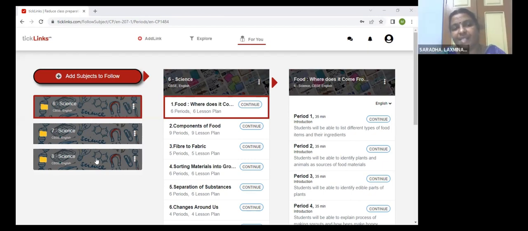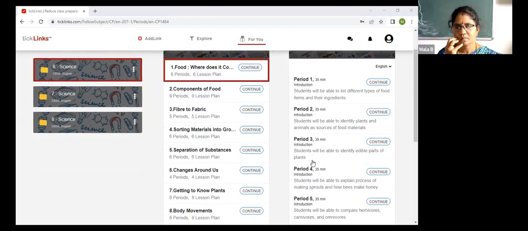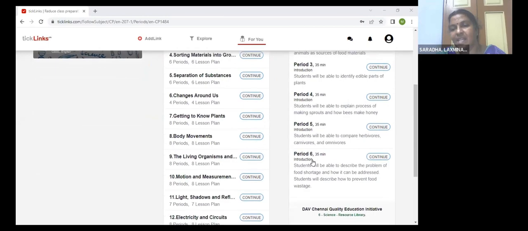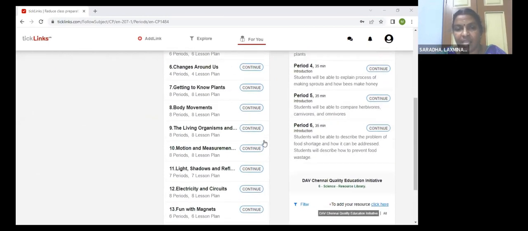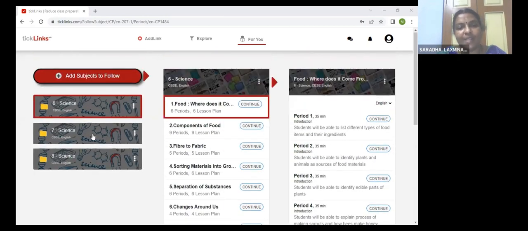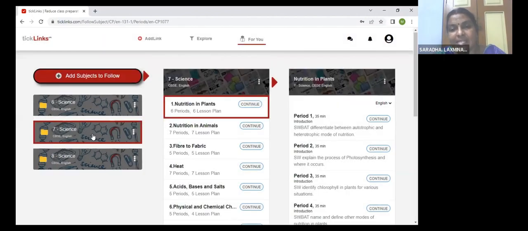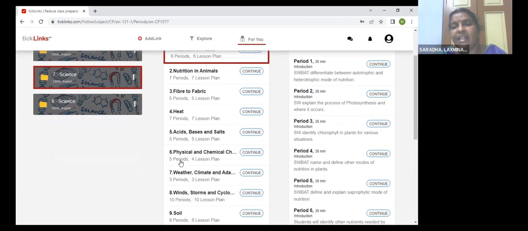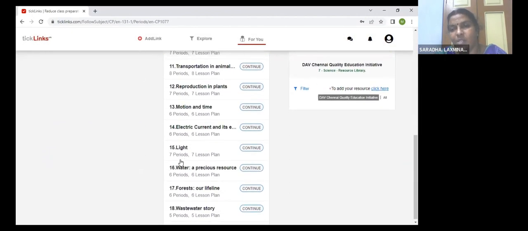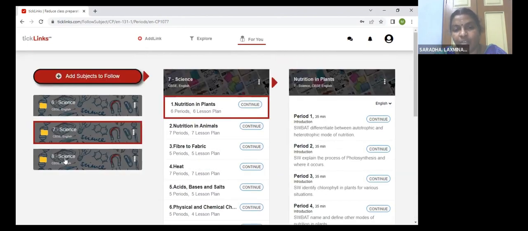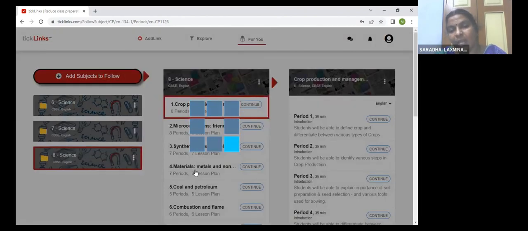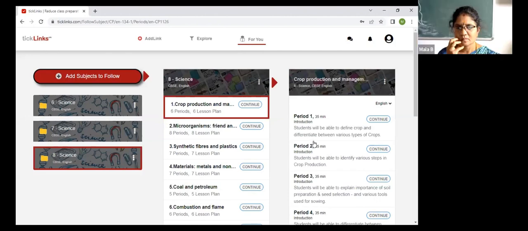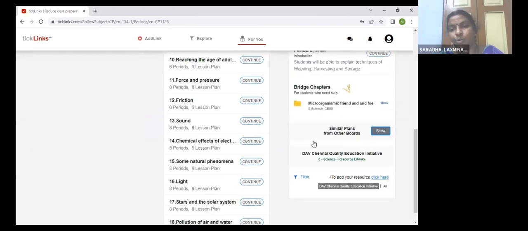So this is only 6 standard. I have gone for 6, 7, 8 science. 6 standard, food, where does it come from? First period, what should be done? Second period, what should be done? You have an activity, assessment, everything is there for 6 standard. If I want to go for 7 standard, all the lessons that are there in NCERT, any lesson you want, you can take help. It is one open free app only. For 8th standard also, it is divided according to the periods and according to the content.